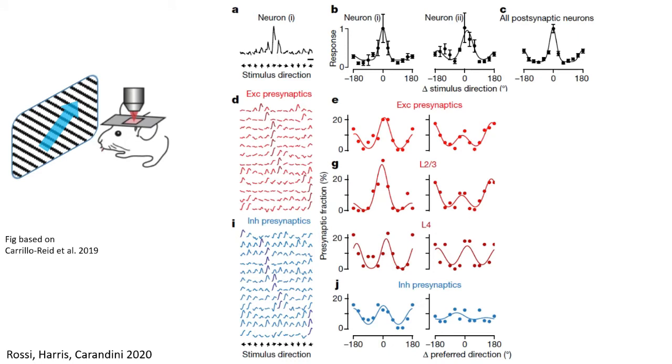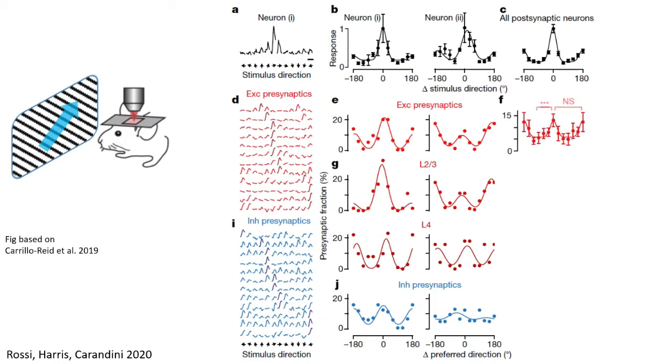Rossi et al. imaged 16 mice in total. And figure C here shows the average of all the target cell responses, of course with all of their preferred directions aligned at 0 degrees before this averaging. As expected, the layer 2-3 cells show a robust orientation and direction selectivity.